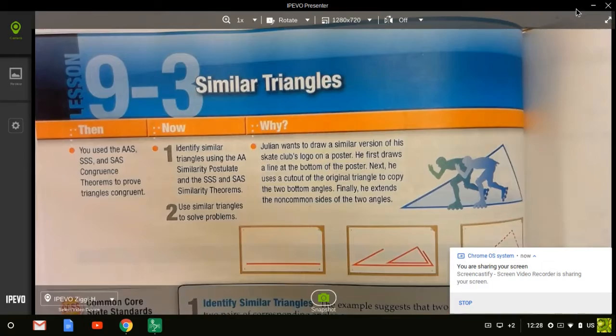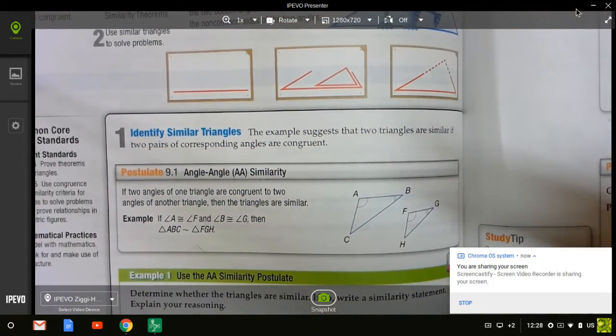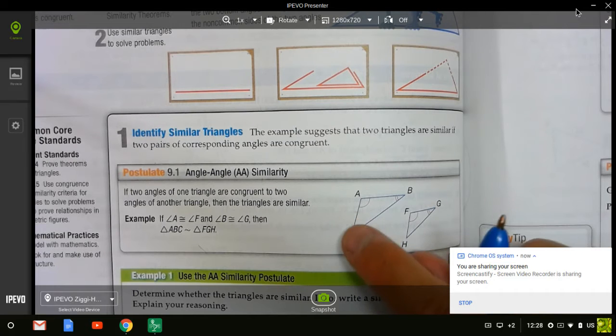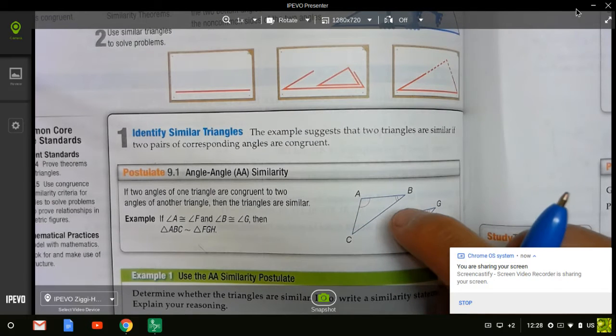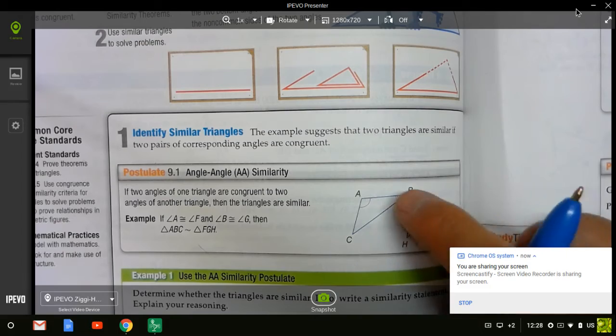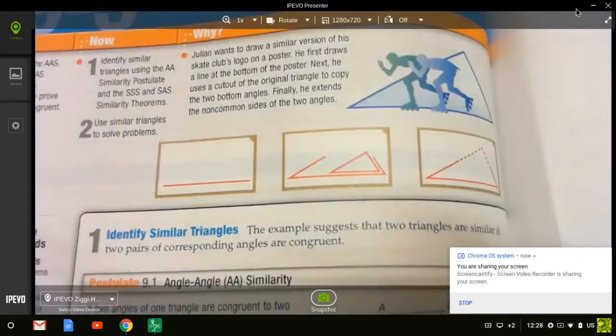And before, what I would have you do is make sure that the two objects that you're comparing have all the angles that are the same, and all the sides have to be proportional to each other, or make ratios that are proportional to each other.